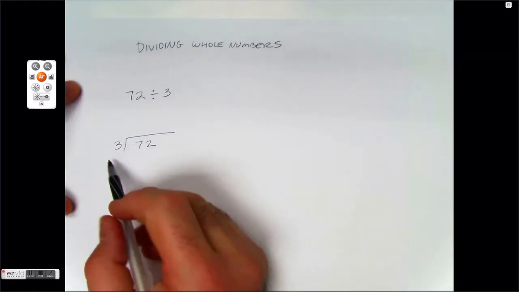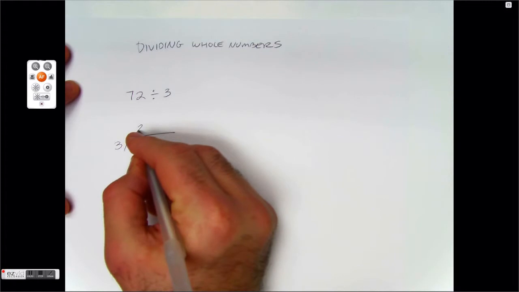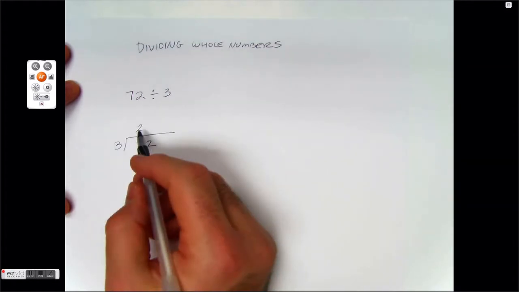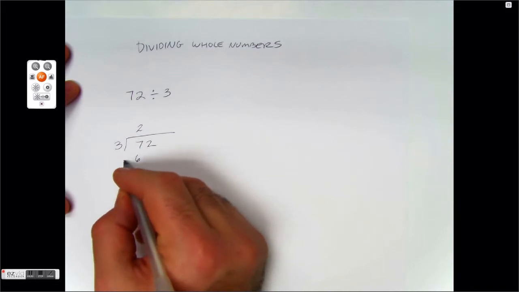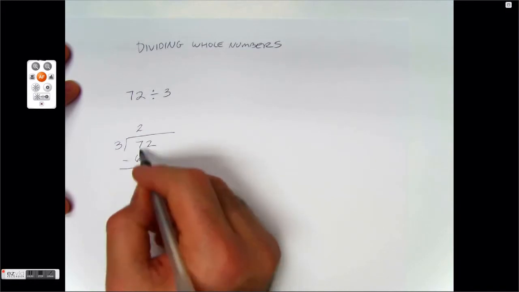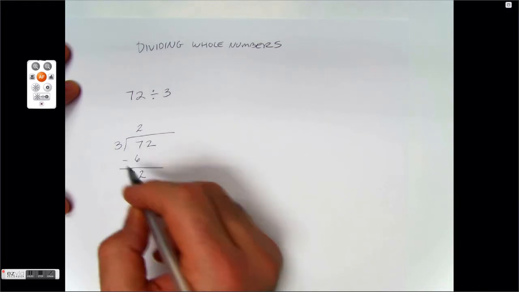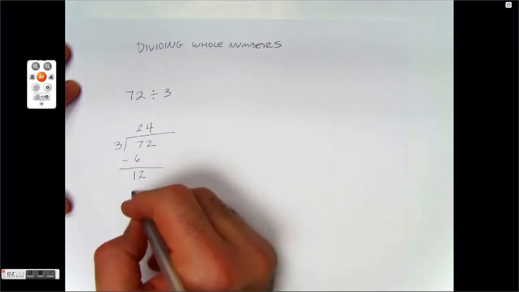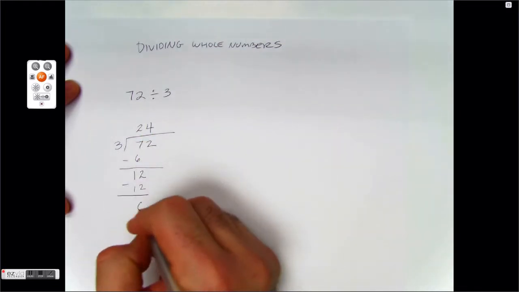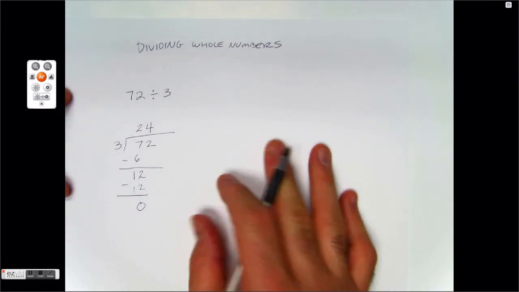And then they say, well, we see how many times 3 will go into 7. And they say 2. And then they say, okay, well, that gives us 6. We do a subtraction here, which gives us 1. And then we drop the 2. Then we see how many times 3 goes into 12. They say 4. And that gives us the 12. And then we subtract, there's no remainder. So 3 goes into 72 24 times.